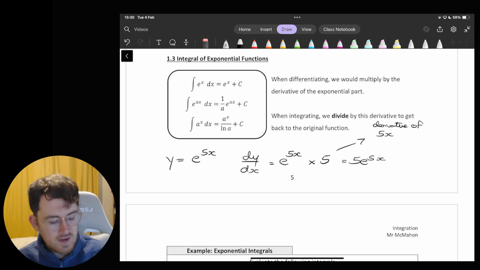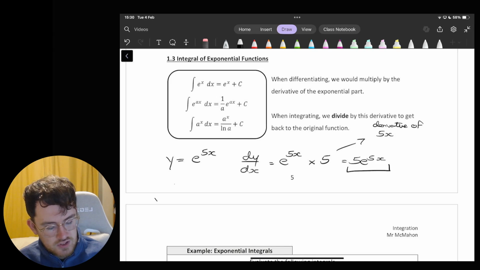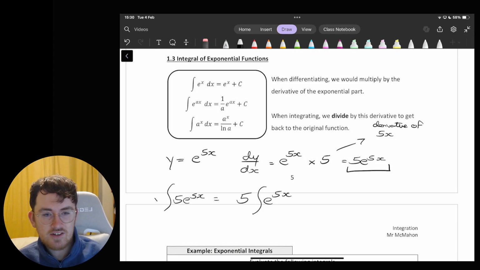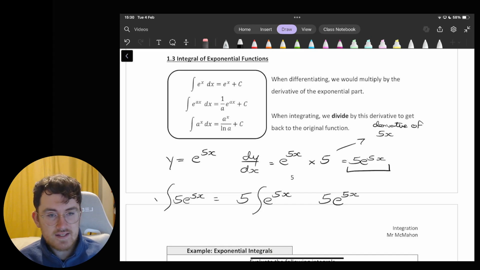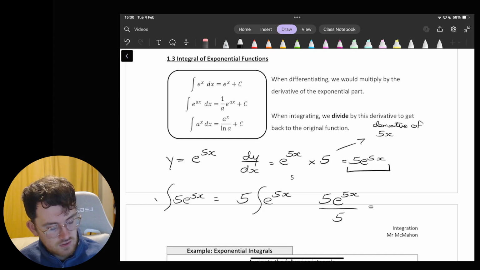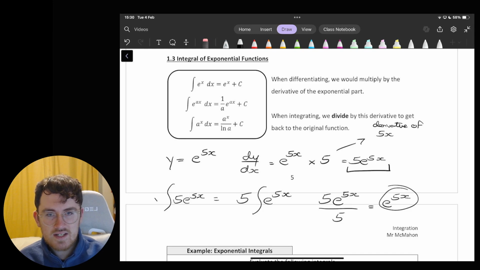So if I start with 5e to the power of 5x and I want to integrate it, well, first of all, one of my rules for integration is that a constant term can be factored out. I'm just integrating the e to the power of 5x. And I know that an exponential function, when it's integrated or differentiated, remains the same. Now, when I was differentiating, I would have multiplied by that 5. So to integrate, I will divide by the 5. And we indeed are brought back to the e to the power of 5x that we started with.